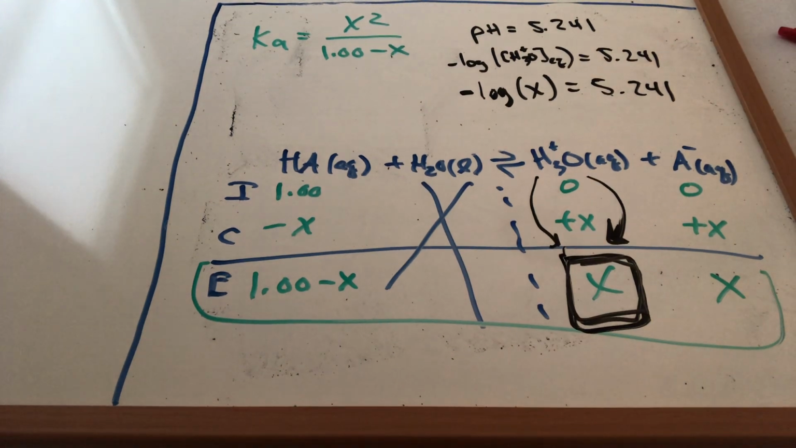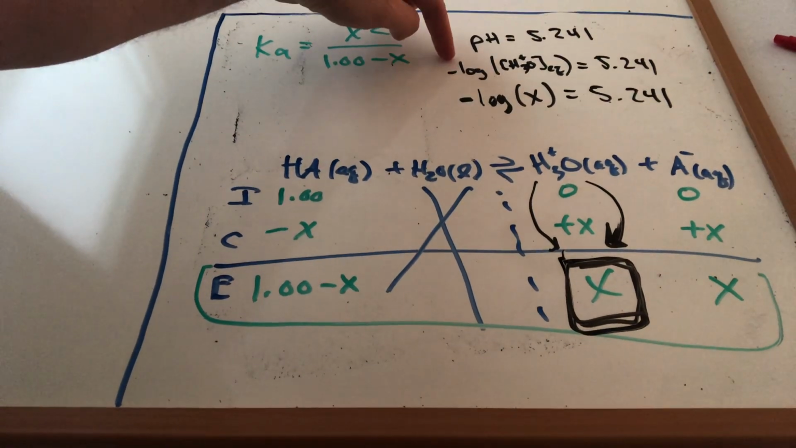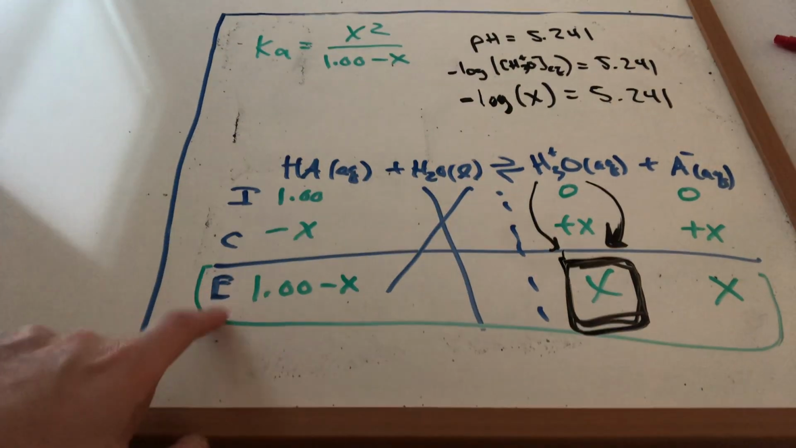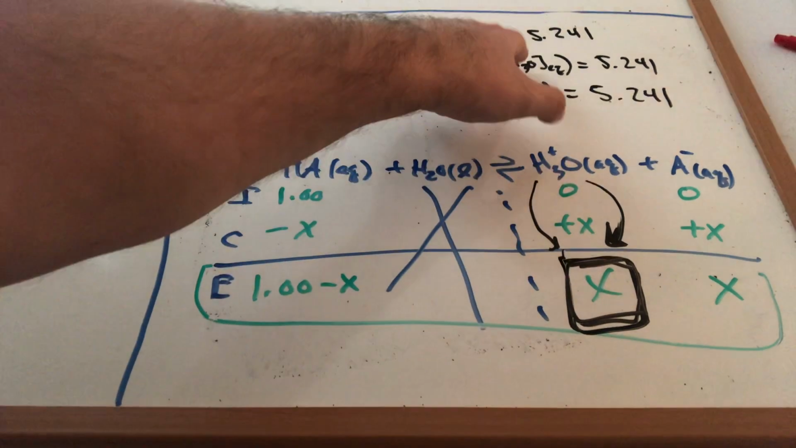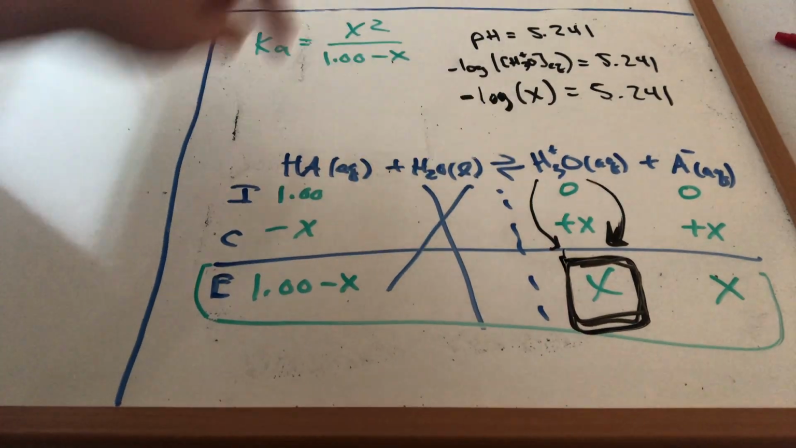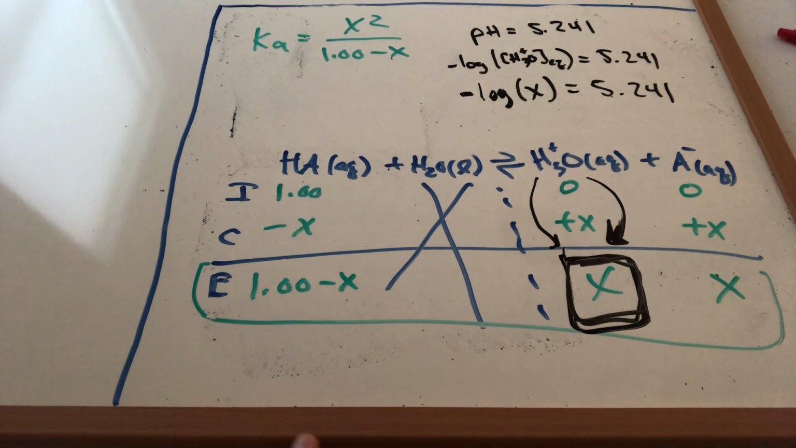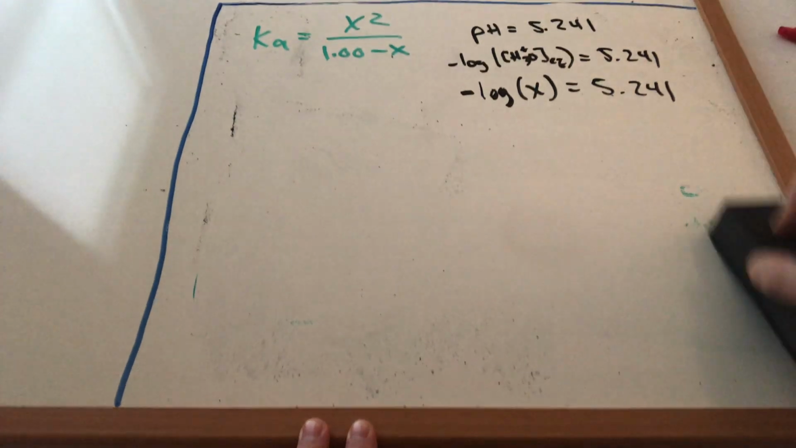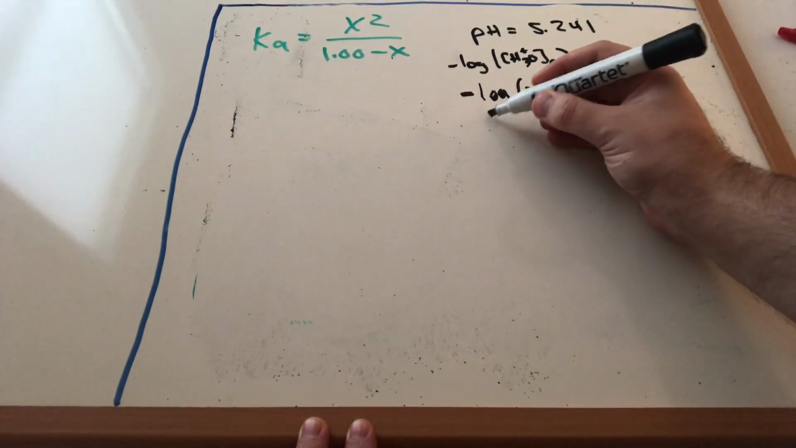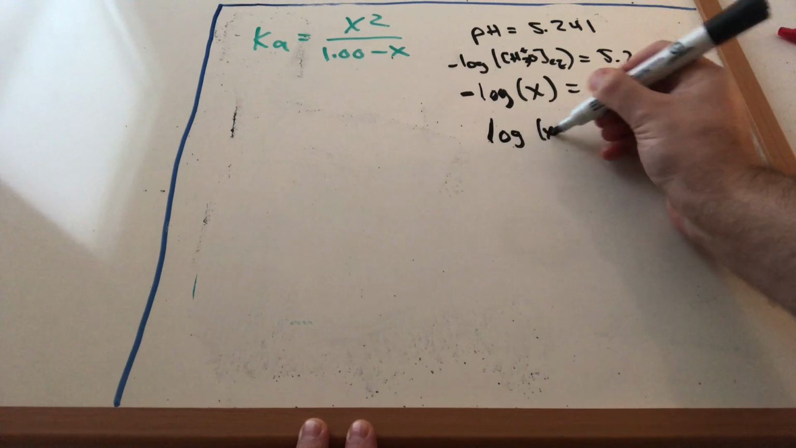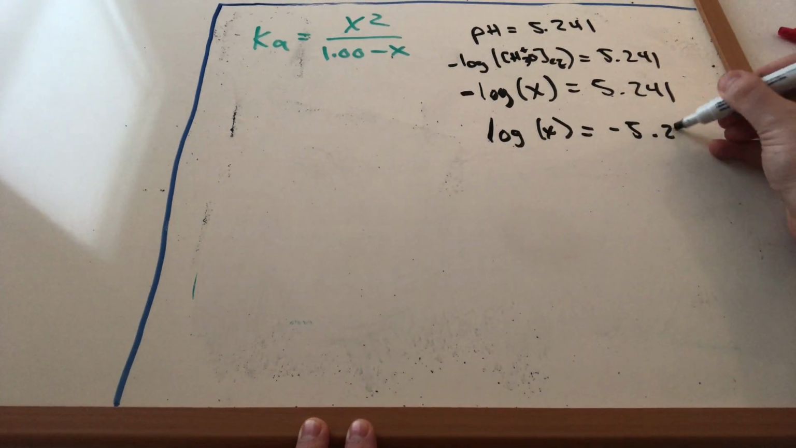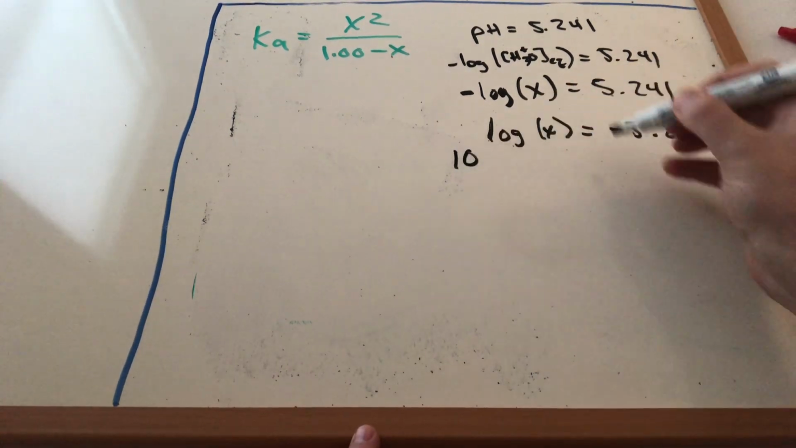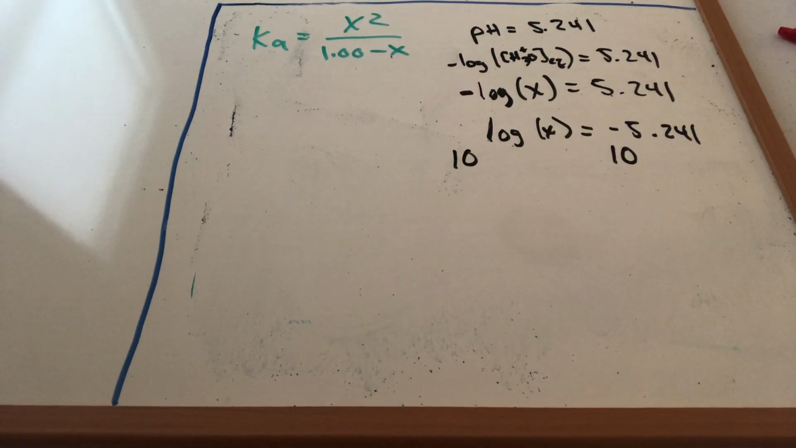Can everybody make that connection? If you have the pH, we know that the pH is the negative log of H3O plus at equilibrium. I have that information right here, so I can replace that value with X. So X is actually going to be known when we go and do this Ka expression. Bring the negative to the other side. The log of X is minus 5.241. Let's take the anti-log of both sides. Raise both sides as a power of 10.